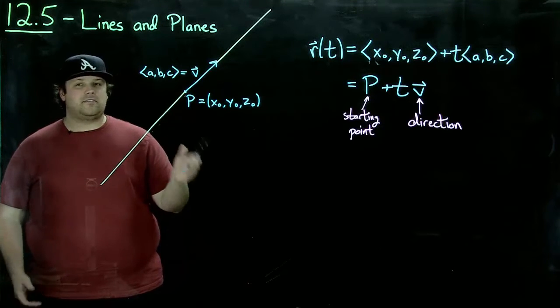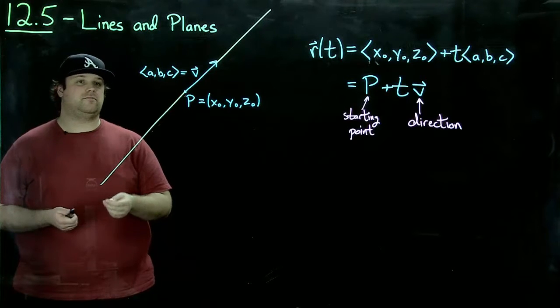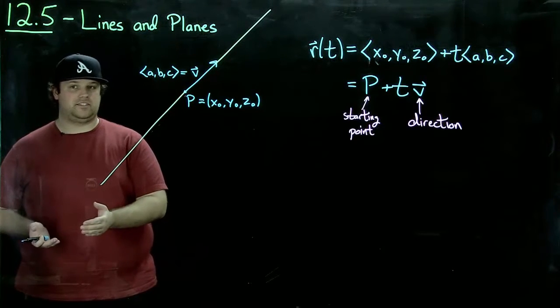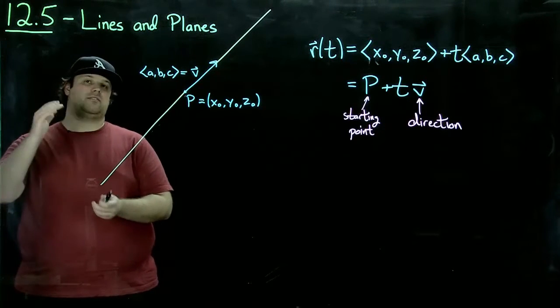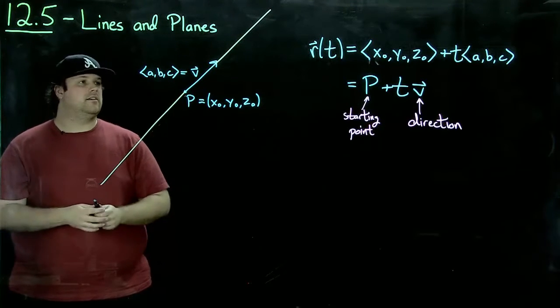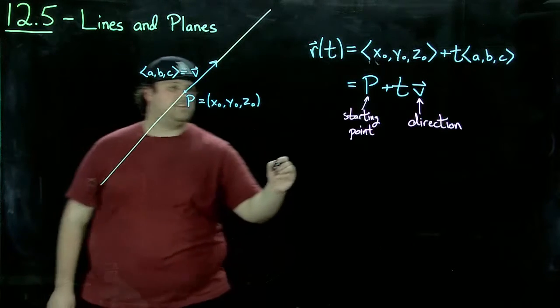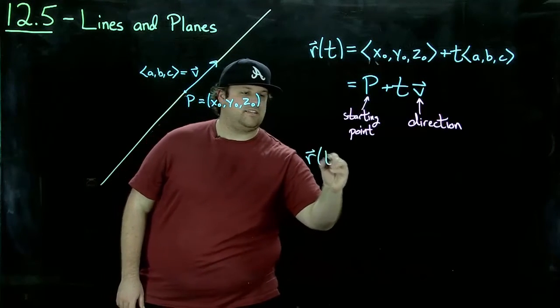So another way we can describe a line is with something called parametric equations, which you've probably studied in Calculus 2. This is where we describe the x-coordinate and the y-coordinate as functions of t. Well, this r of t here really is just x, y, z.